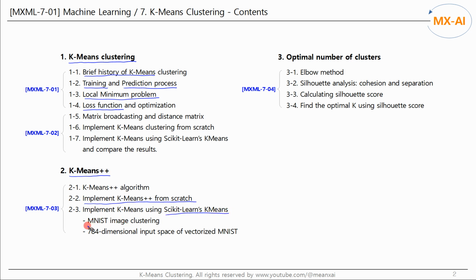Let's cluster the MNIST dataset. In Chapter 3, we will look at how to find the optimal number of clusters. Let's look at the elbow method, and then we'll look at the silhouette method. Let's write code that computes the silhouette score from scratch and use it to find the optimal number of clusters, K.